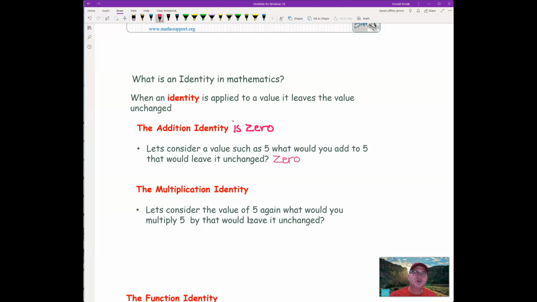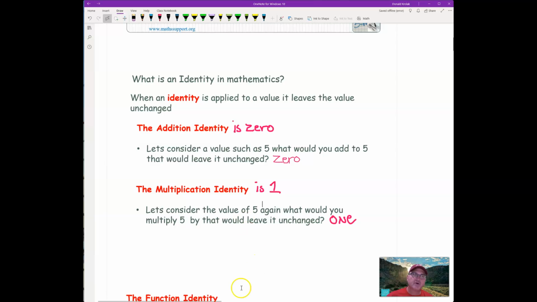If I asked you, what's the multiplication identity? So now you're thinking, well, what could I multiply 5 by so it doesn't change it? Well, that would be 1. So my multiplication identity is the value 1. So identities don't change things.